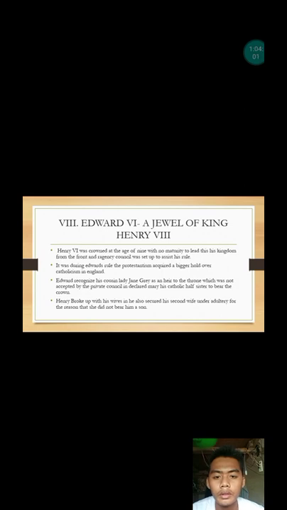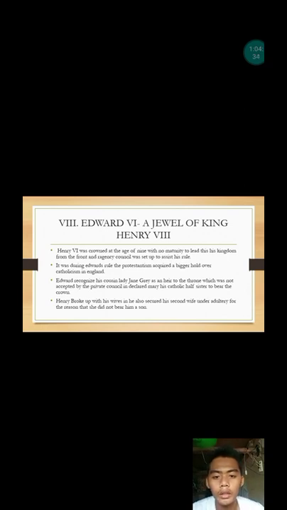Edward VI, the son of King Henry VIII, was crowned at the age of 9 with no maturity to lead the kingdom, so a Regency Council was set up for his rule. It was during Edward's rule that Protestantism gained a bigger hold over Catholicism in England.